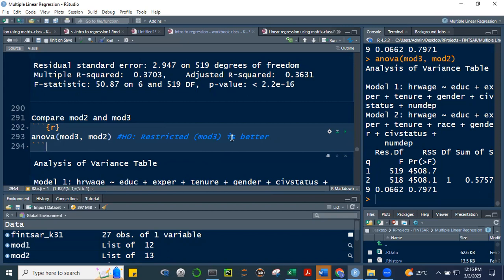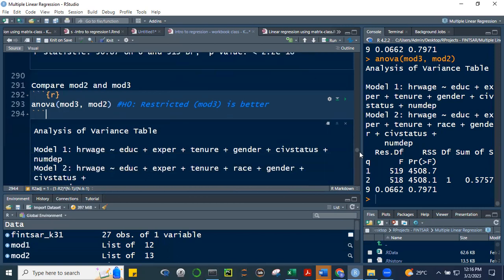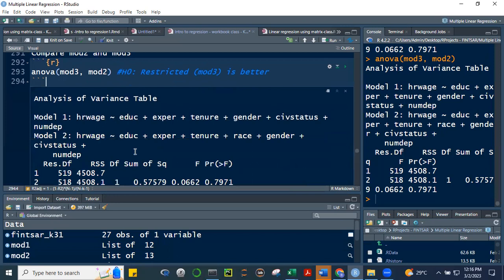Okay? So between model 2 and model 3, sino yung restricted? Si model 3. Bakit? Kasi si model 3, binawasan natin ni race yan. Diba? Yun lang difference nila. Model 2 has race as its predictor. Model 3 does not have the race as its predictor. All right. So since model 3 is better, then we proceed, no?